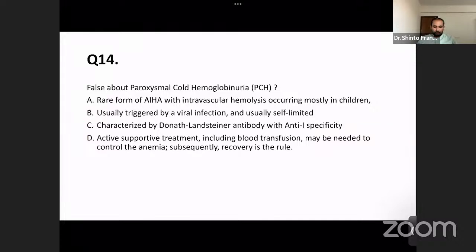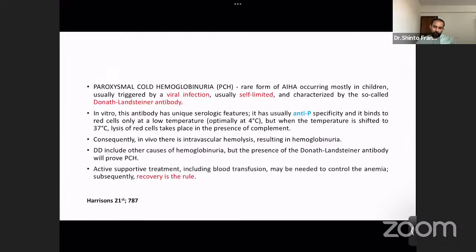Again, coming to a different topic, paroxysmal cold hemoglobinuria, PCH. The options include: rare form of AIHA with intravascular hemolysis, mostly in children, usually triggered by viral infection and usually self-limited; Donath-Landsteiner antibody and anti-P specificity; active supportive treatment, blood transfusion may be needed to control anemia. Usually the patient recovers. So this is about PCH. It's a rare form of AIHA, mostly in children, triggered by viral infection, self-limited.